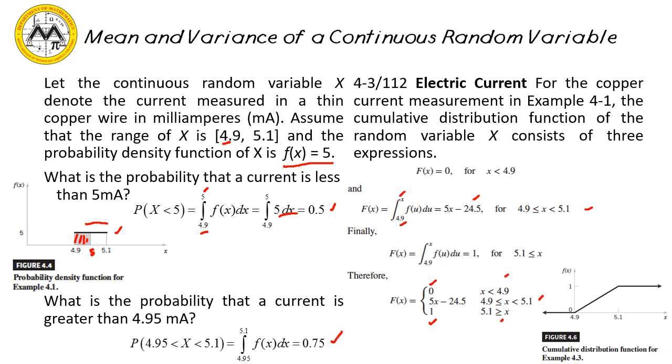So it would be 0 from 0 to 4.9. It would be the linear expression 5x minus 24.5 over the interval from 4.9 to 5.1, and it is equal to 1 when it is higher than 5.1.